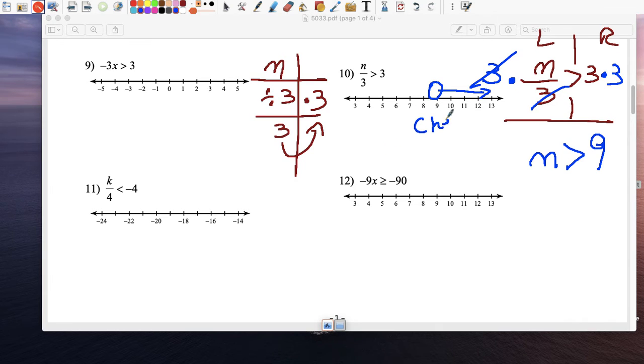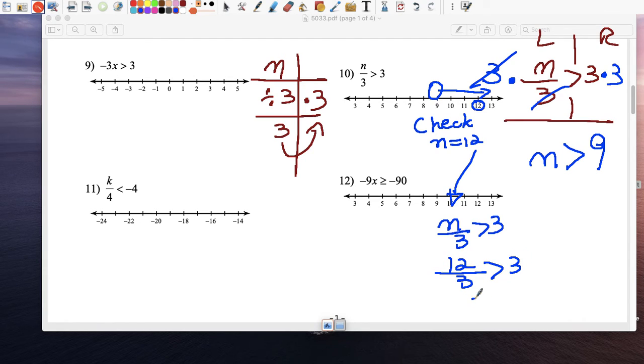Let's do a check. Let's pick a number. Let's pick 12, because I want a number divisible by 3, and that'll make my life easier. So n is 12. Let's see if that's true. So n divided by 3 greater than 3. Now n, we're going to switch. I'm going to put a 12 over here. 12 divided by 3 greater than 3. What's 12 divided by 3? It's 4. Is 4 greater than 3? Yes.